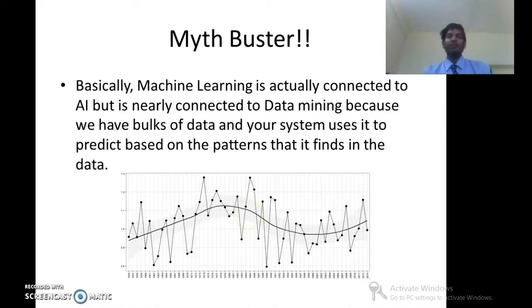So now whenever I speak about machine learning, most people would connect it to AI. But for your amusement, it is actually nearly connected to data mining. It's because both machine learning and data mining rely on bulks of data and try to find patterns to predict them. AI, on the other hand, is basically making the system go completely autonomous. So these are both completely different things. But AI is a sub-branch of machine learning, and machine learning actually has its roots in data mining, as they both consider data before they process something and try to find patterns in order to do the prediction.